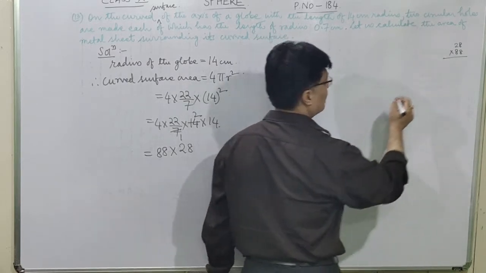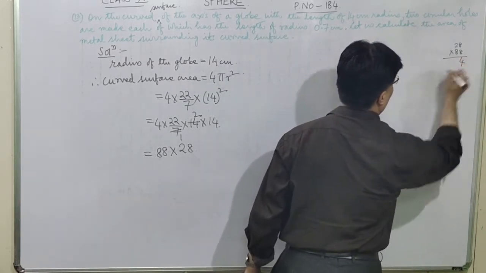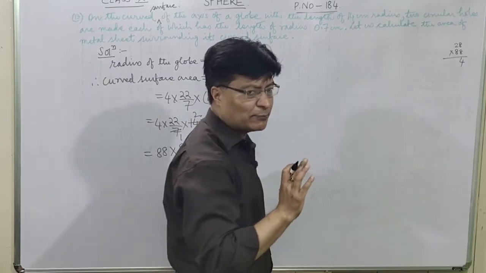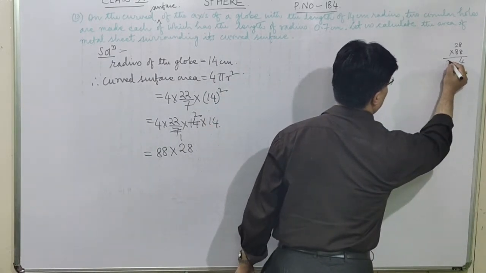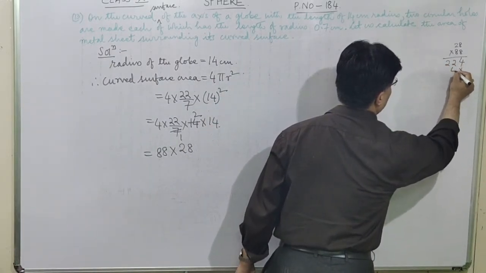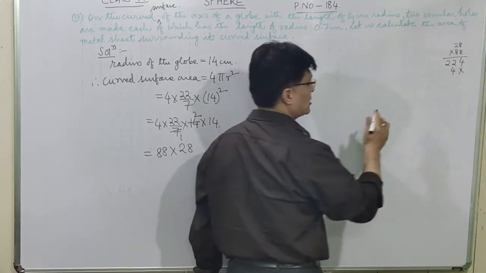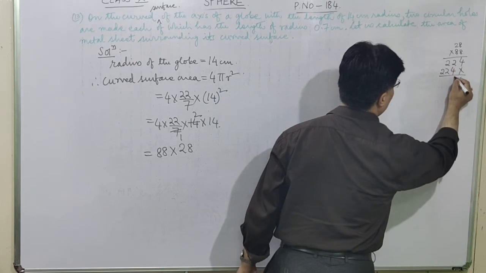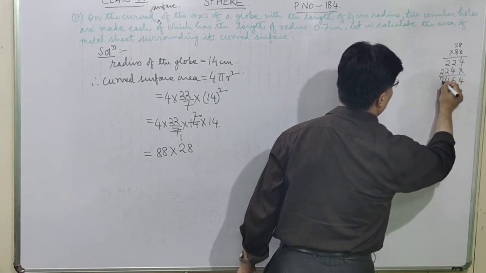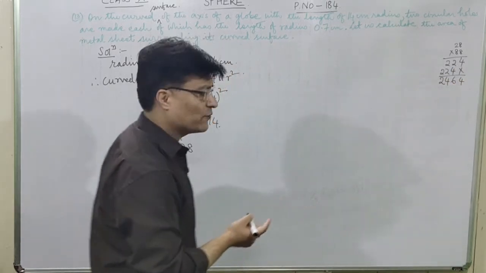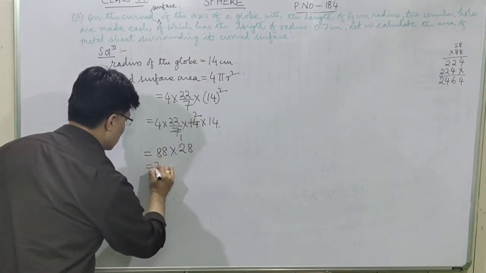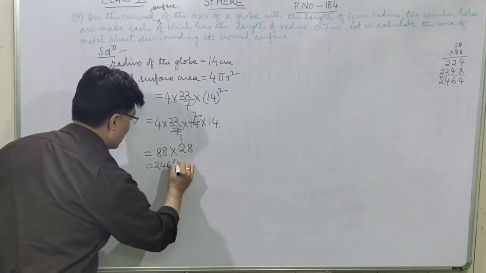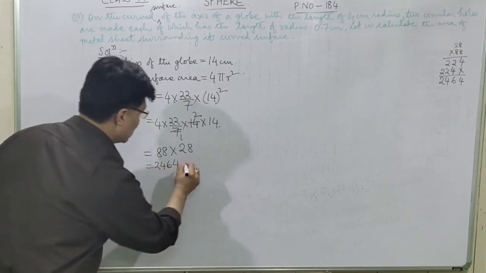So let us multiply them. 8 8s are 64. 4, 6, 8 2s are 16 plus 6, that is 22. So which is 4, 4 plus 2 is 6, 2 plus 2, 4, 2. That is 2464. So which is equal to 2464. What is this unit? It is square centimeter.